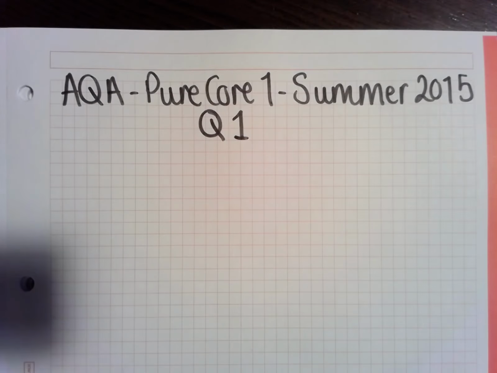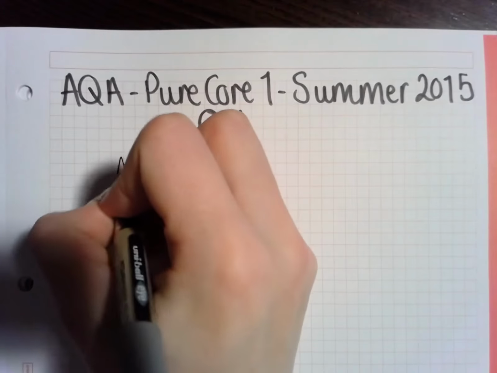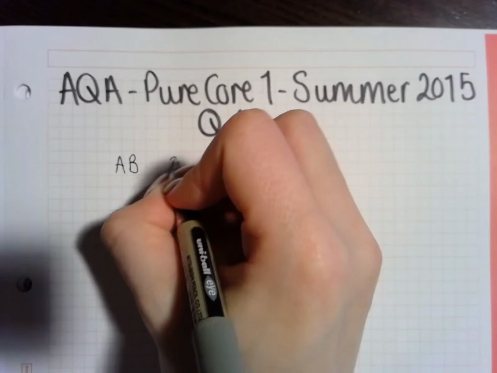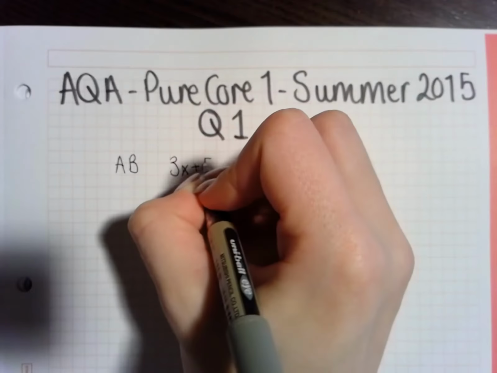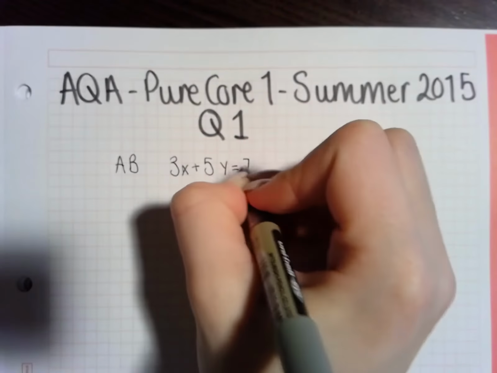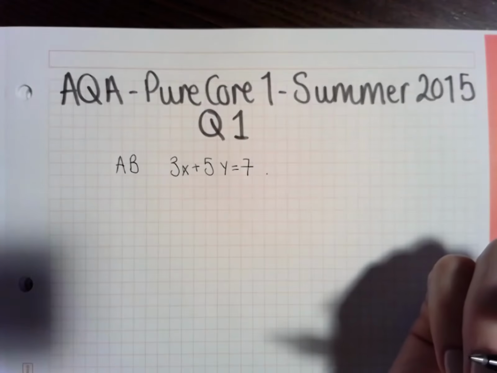Hello, so AQA Pure Core 1, Summer 2015, question 1. And the first part of the question says the line AB has the equation 3x plus 5y equals 7. It says find the gradient of AB.